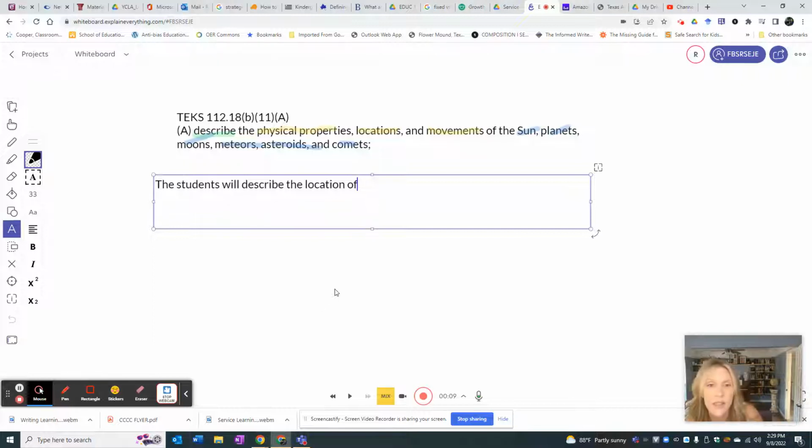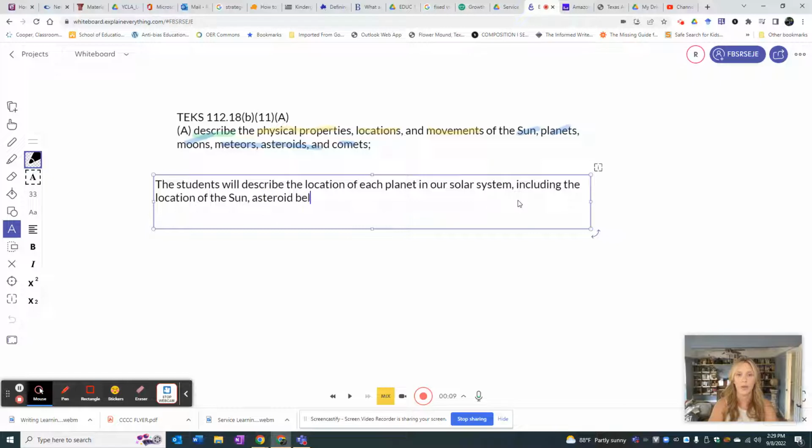And so the way we're going to think about that is the students will describe the location of each planet in our solar system, and let me say maybe including the location of the sun, asteroid belt, and I can't remember what that is. I even have an astronomy minor and I'm blanking on the comet place out there. The comet belt, I'm just going to call it. So there's one way we could take this TEK.